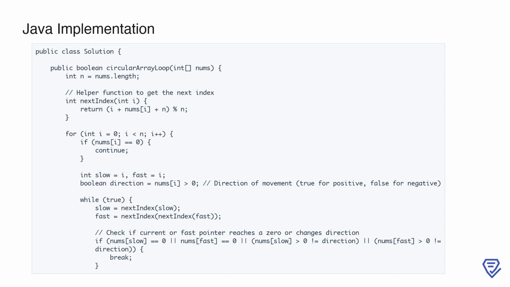Inside the loop, the slow pointer moves one step at a time using nextIndex, while the fast pointer moves 2 steps. The loop continues as long as neither pointer encounters a 0, and the movement direction of both pointers matches the initial direction. If any of these conditions fail, the loop exits.